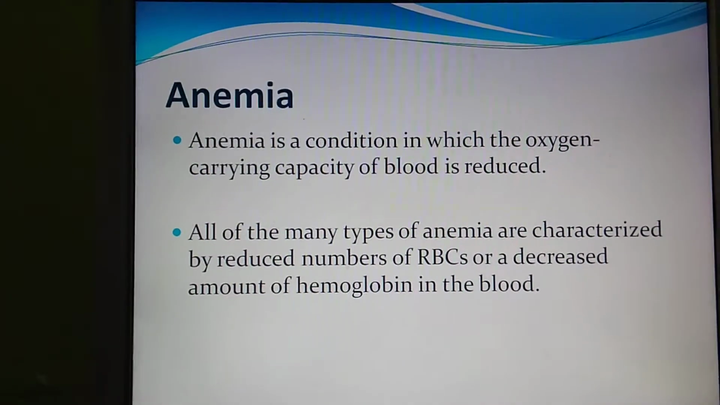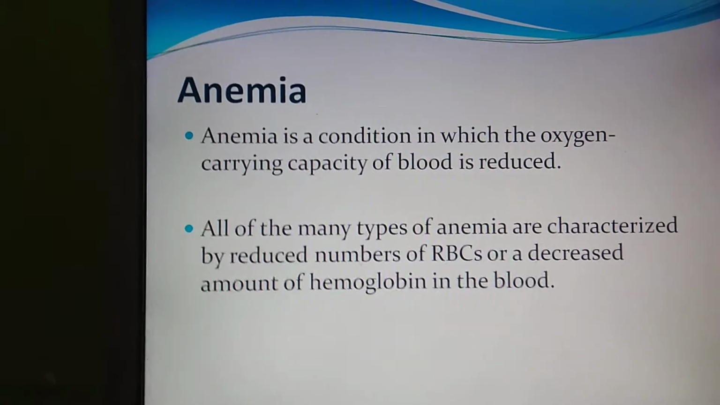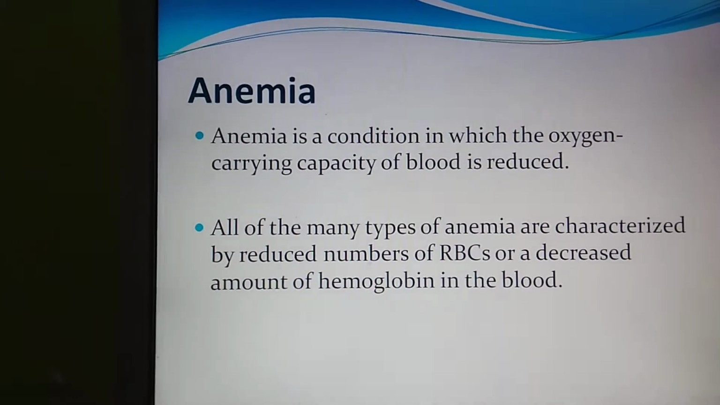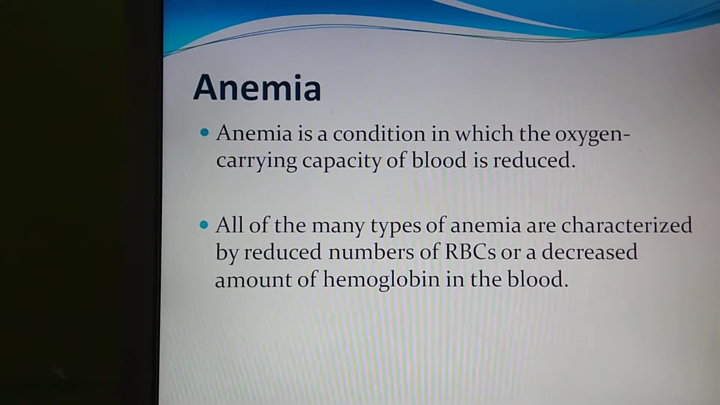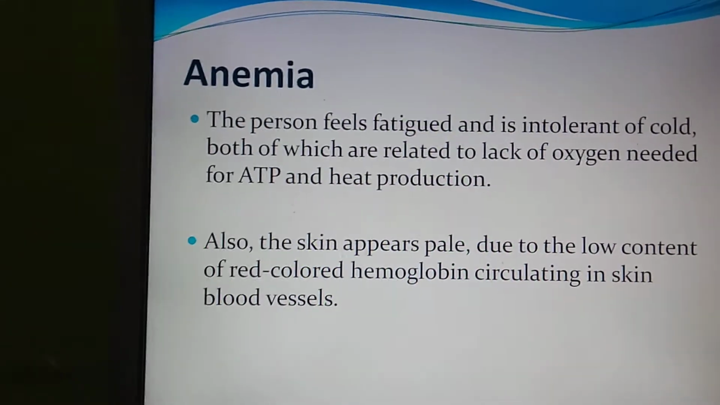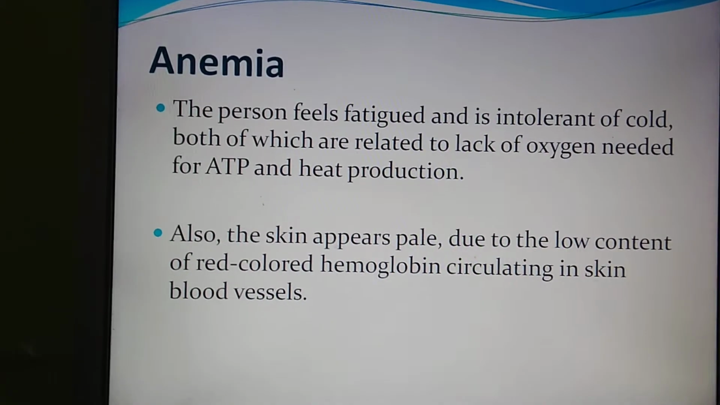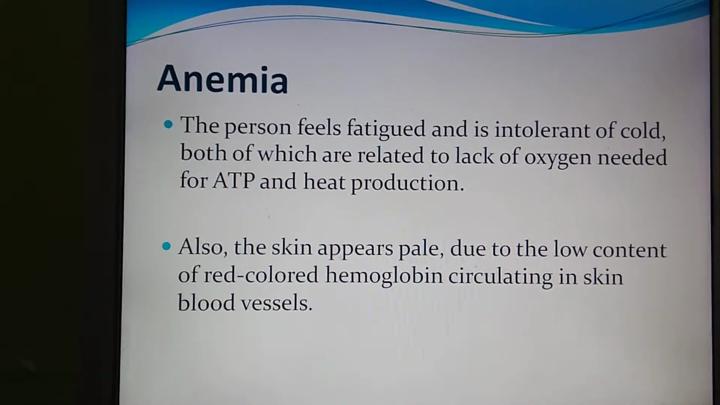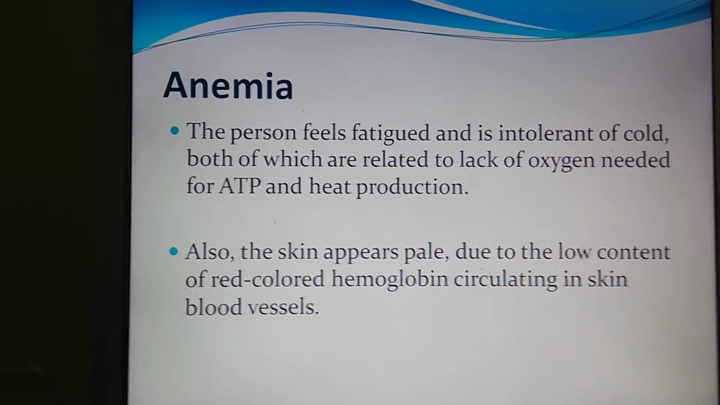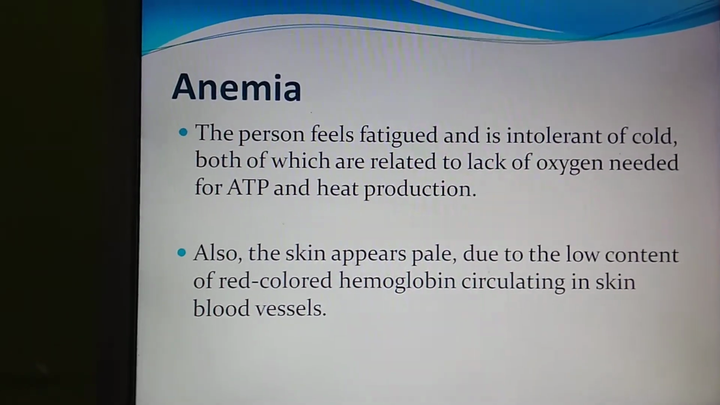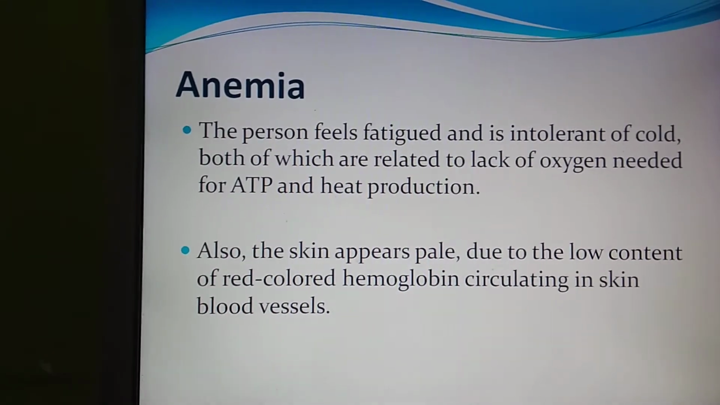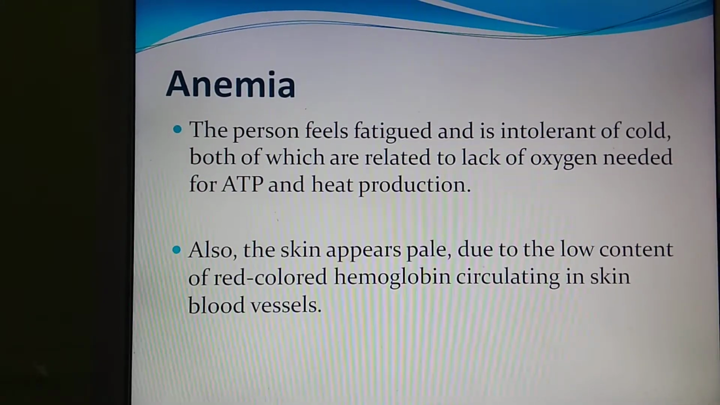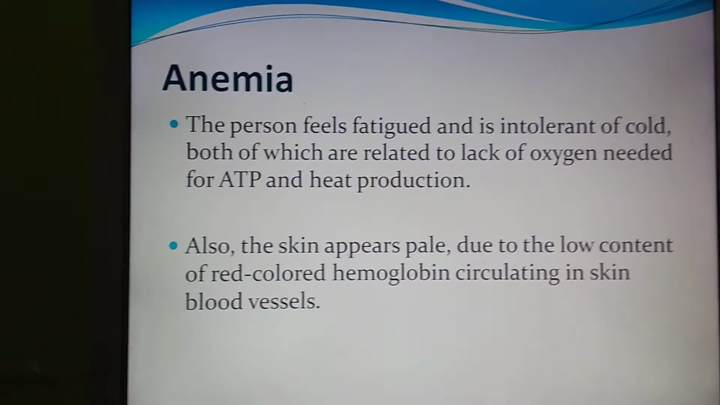Types of anemia. All of the many types of anemia are characterized by a reduced number of RBCs or a decreased amount of hemoglobin in the blood, as we have seen. Overall, the oxygen carrying capacity of the blood is reduced. So, in anemia, you will observe that the person feels fatigue and is intolerant of cold, both of which are related to lack of oxygen needed for ATP and heat production. Also, the skin appears pale due to the low content of the red colored hemoglobin circulating in skin blood vessels.